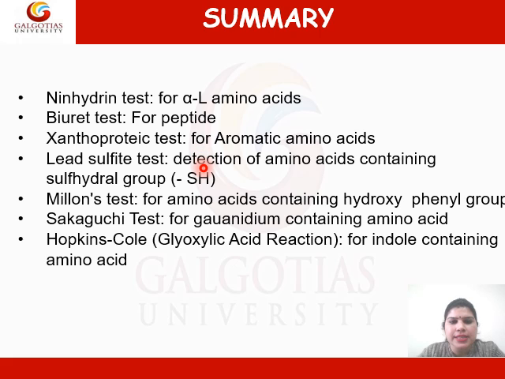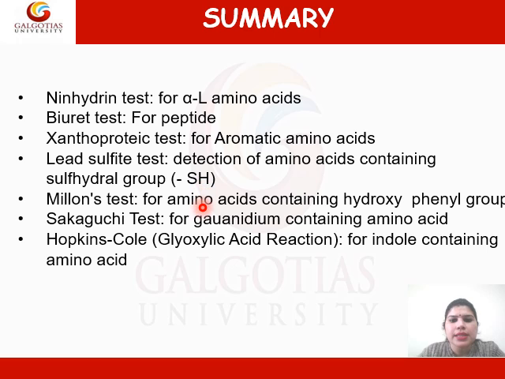Lead sulfide test. This test is used for the detection of amino acid containing sulfhydryl group. In this test, the cysteine is first reacted with sodium hydroxide which makes sodium sulfide, which on reaction with lead acetate gives the precipitate of lead sulfide.